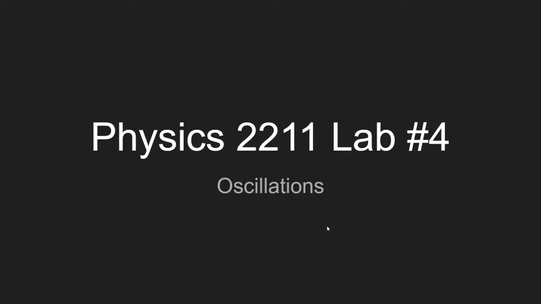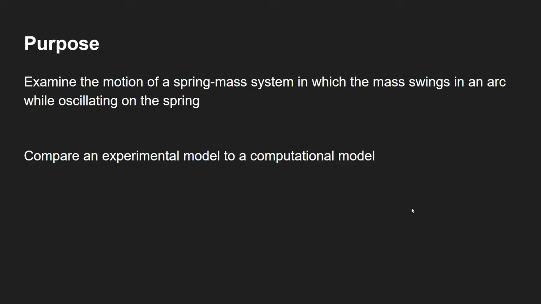This is Physics 2211 Lab 4 going over oscillations. Now in the lab we'll be examining the motion of a spring mass system in which the mass swings in an arc while oscillating on the spring, and we'll compare both an experimental and a computer model.